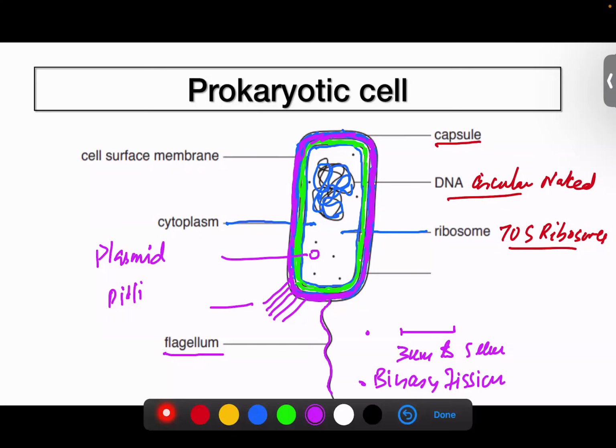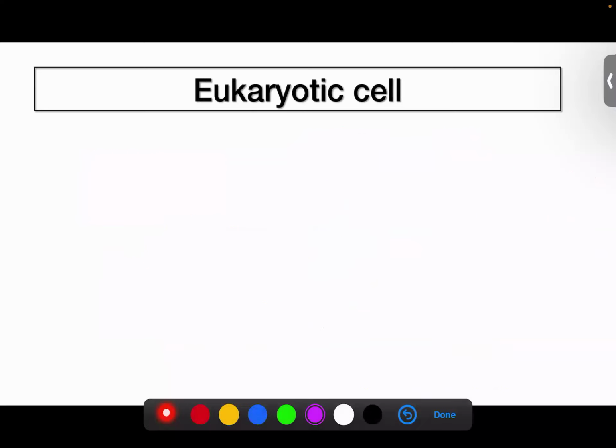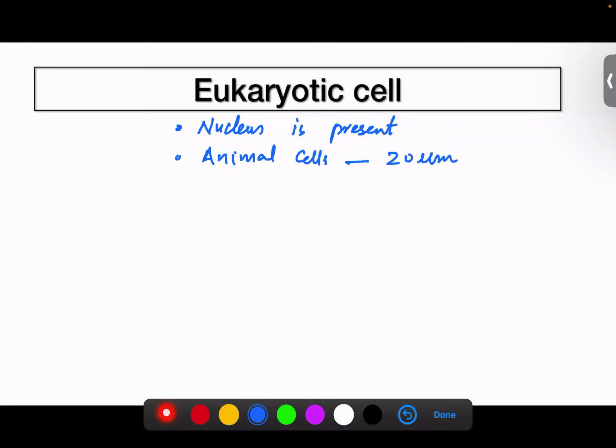The next slide is eukaryotic cells. So eukaryotic cells have a nucleus present in them. As I said earlier, nucleus is present, and you can divide eukaryotic cells into many categories. One are animal cells, which have a diameter of around 20 micrometer. And then we have plant cells, which are larger than animal cells, and they have a diameter of around 40 micrometer.